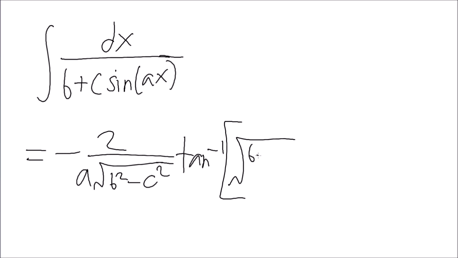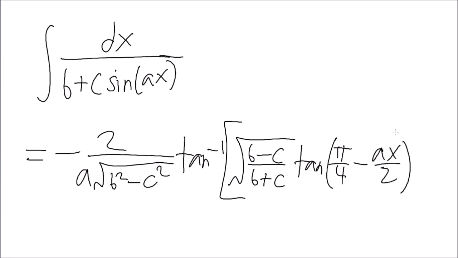B minus C, B plus C, tangent, pi over 4 minus ax squared. Oh my god, I'm not. Oh no, I am done. Plus C. Okay, let's be real. Since when will you ever have to use this?